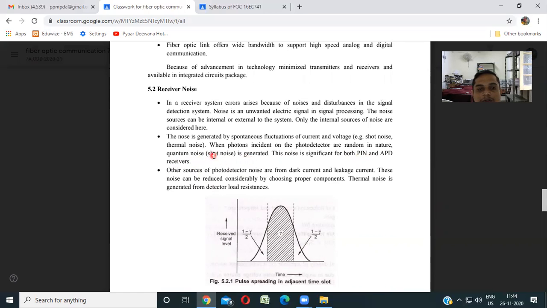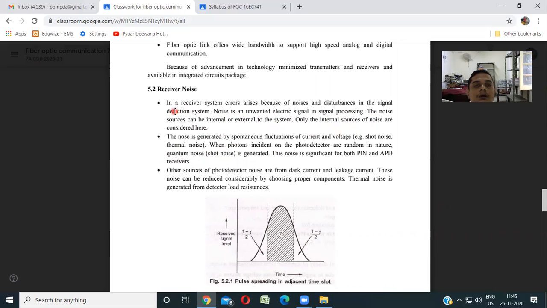How is the quantum noise or shot noise generated? The incidence of photons on the photodetector is random in nature, and because of this randomness we generate the quantum noise, or shot noise. There are two types of noises: one is internally generated and another is externally generated to the system. In our discussion, we are considering only internal sources of noise.